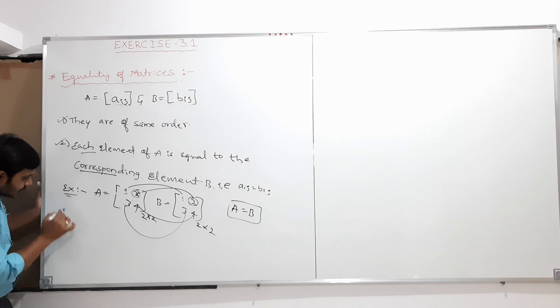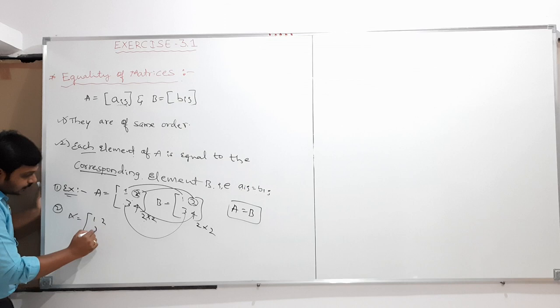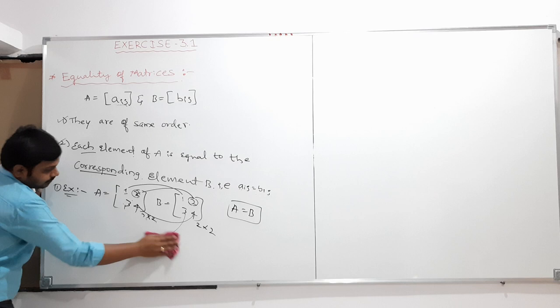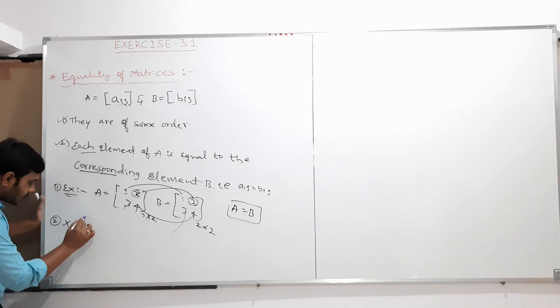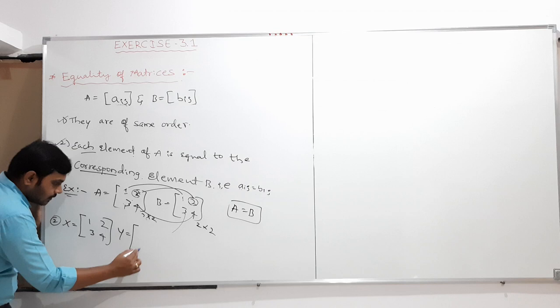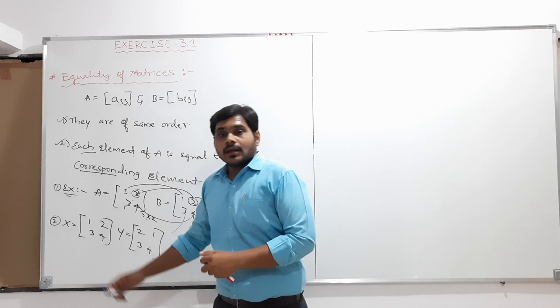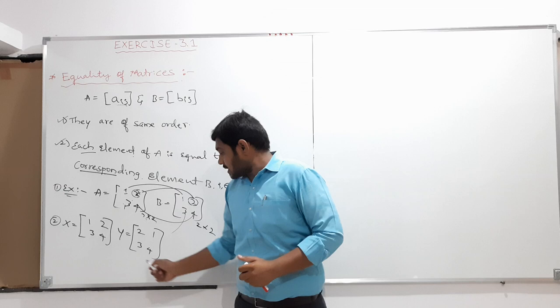I'll give you one example. You should tell me whether these two are equal or not. X is equal to 1, 2, 3, 4, and another matrix 2, 1, 3, 4. Now tell me, my dear students, whether these two matrices are equal. Can we say that these two matrices are equal? I think your answer should be yes, these two matrices are not equal.